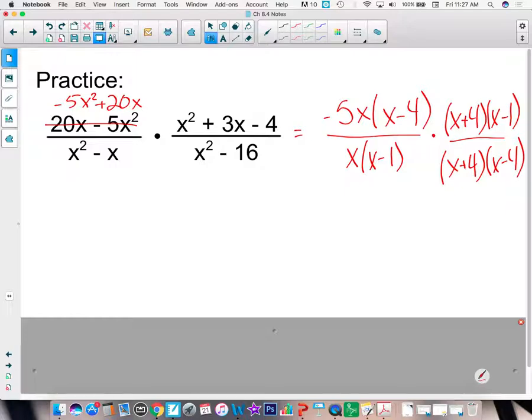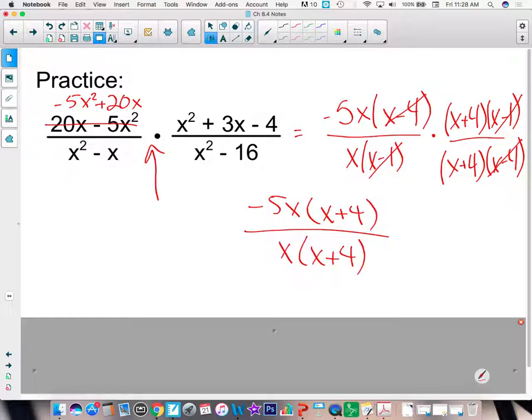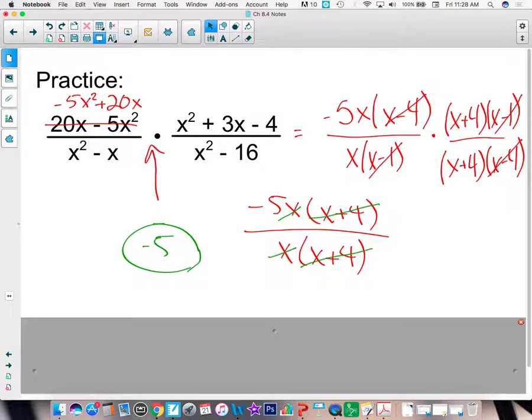Did you get that? Did you get them all? Make sure you pay attention to your sign in here. So that cancels, that cancels, that cancels, that cancels. And then if we put everything back together, we get negative 5x, x plus 4. So then that cancels, that cancels, that cancels, that cancels. And that's your answer. Beautimous. Let me stop this.